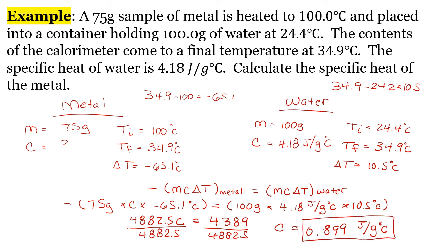So in the question, we were not given the specific heat of the metal. We were given all of the information about our water. The only thing missing from our metal was the specific heat. So we were able to set this up and solve for our specific heat. And this is exactly what you're going to be doing in the lab.